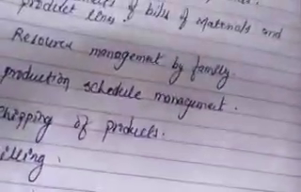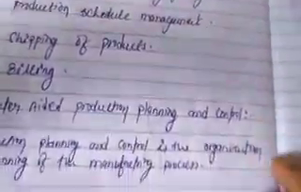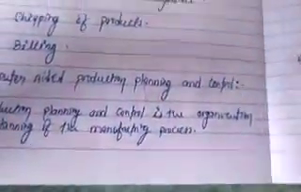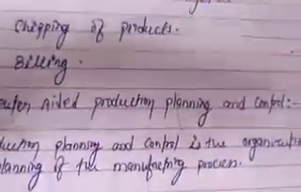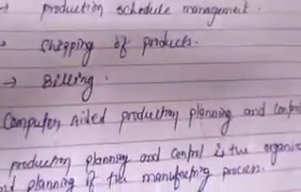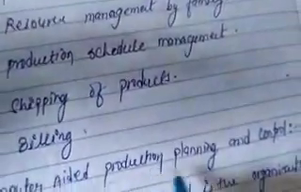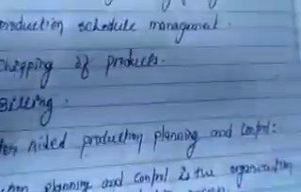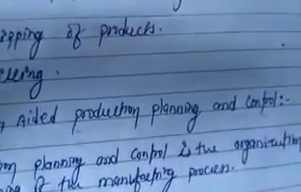And second topic, our unit 4, computer aided process planning and control. In acronym and short form, computer aided PPC method. PPC method means production, planning and control. Production, planning and control is the organization and planning of the manufacturing process.